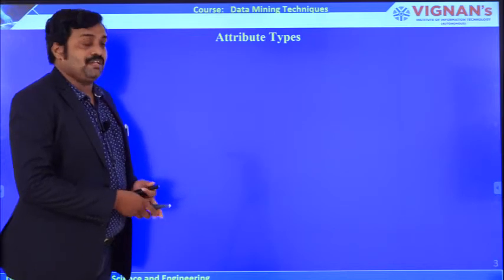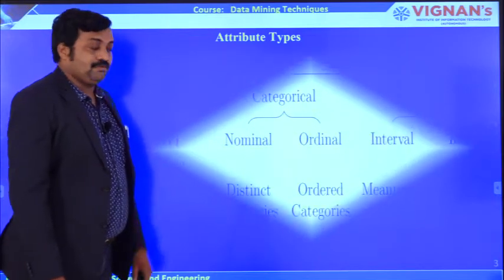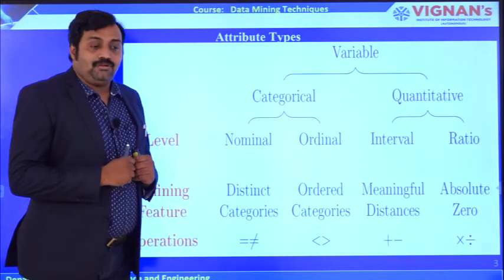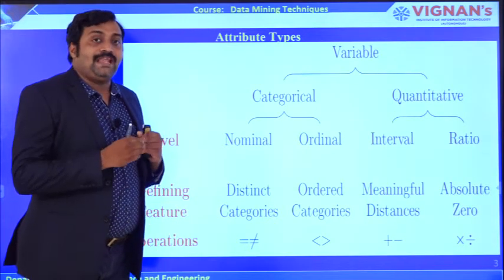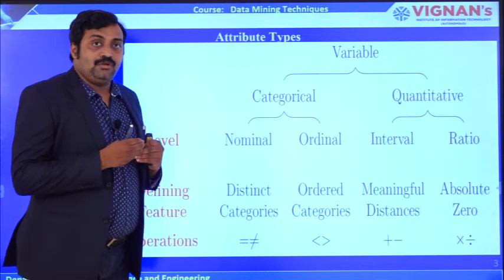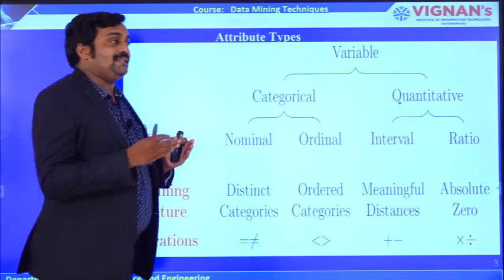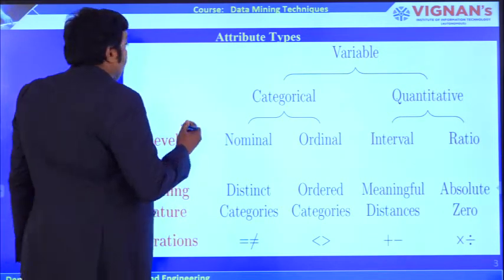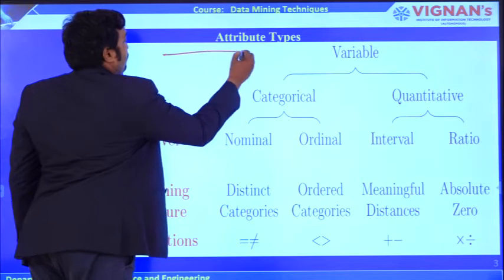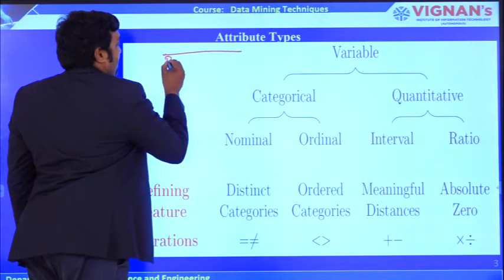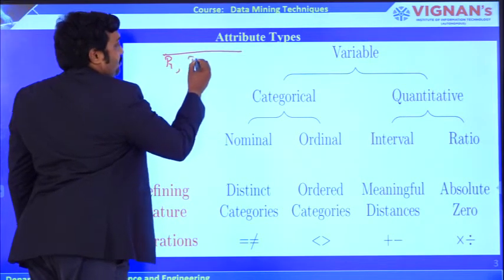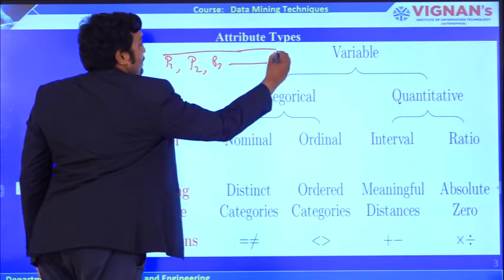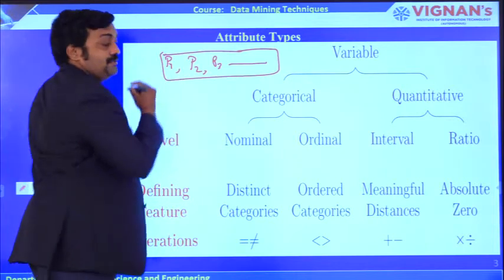Now, the first one is attribute type. Attribute type is nothing but we want to do analysis on a huge data set. The data set contains plenty of tables, or the data set contains parameter 1, parameter 2, parameter 3, like n number of attributes as parameters in a data set.